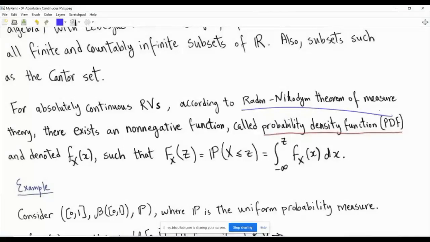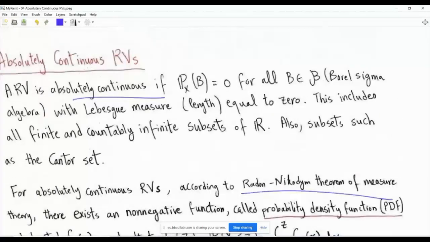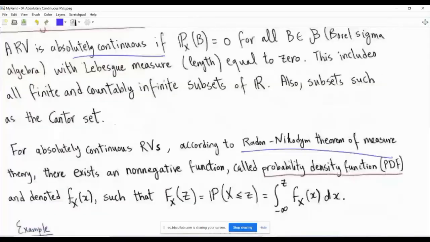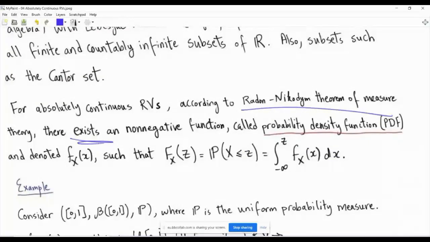Now there is a powerful result in measure theory that tells you that if we have random variables defined in such a way, then there exists, we are guaranteed, we'll take this for granted, we will not do the proof or anything. It's heavy measure theory, beyond me. There exists a non-negative function. For those guys, you can obtain a non-negative function which we will call the probability density function, the PDF.